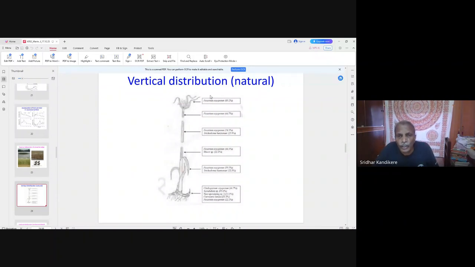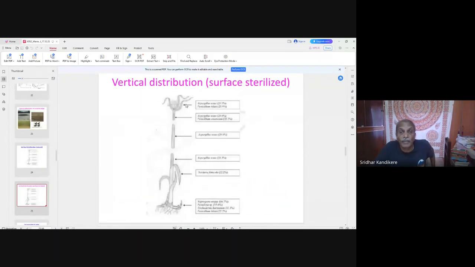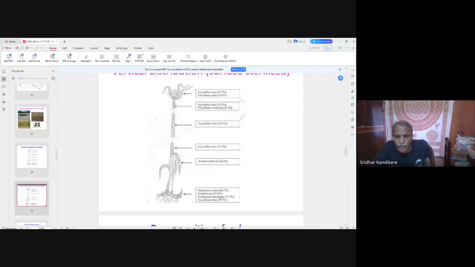Fusarium oxysporum is very common. Trichoderma harzianum can be found here. Mucor is here, and Fusarium oxysporum is there, and Trichoderma harzianum is here. Cladosporium is here. Like that, the fungal association in natural material differs from rhizome to bracts. Similarly, if you surface sterilize regions like bracts, middle stem, lower stem and rhizome, you get Aspergillus and Penicillium species, Nigrospora oryzae, Pestalotia, and Trichoderma harzianum. So they differ like that.